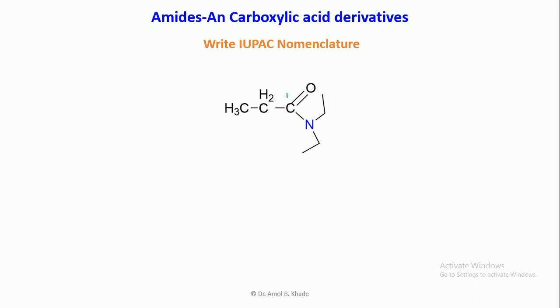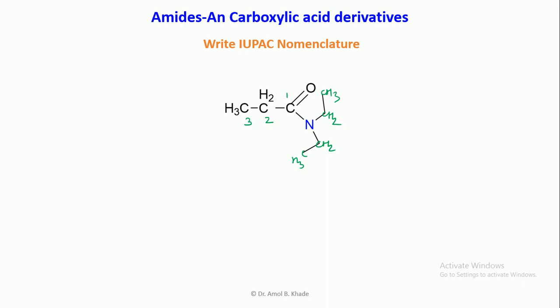So this will be number 1, 2 and 3, and there is a substituent on this nitrogen. Okay, so this is actually ethyl. This is CH2 and CH3, CH2 CH3. So there are 2 ethyl substituents on this nitrogen.